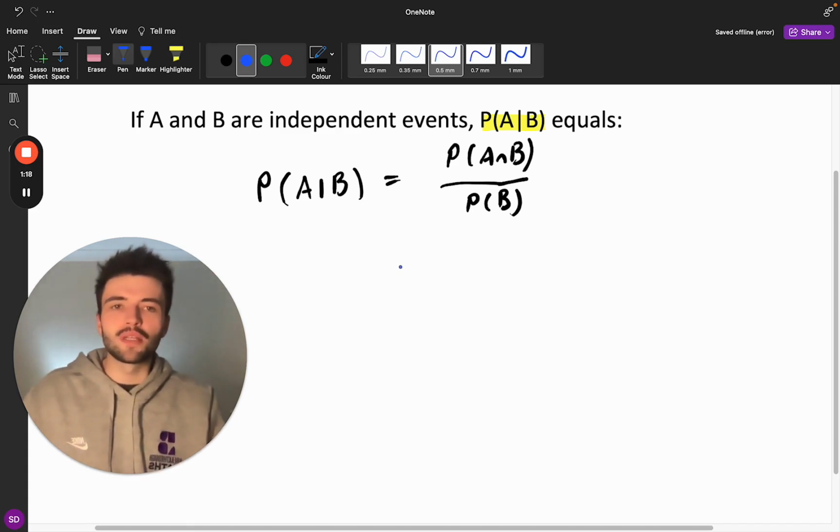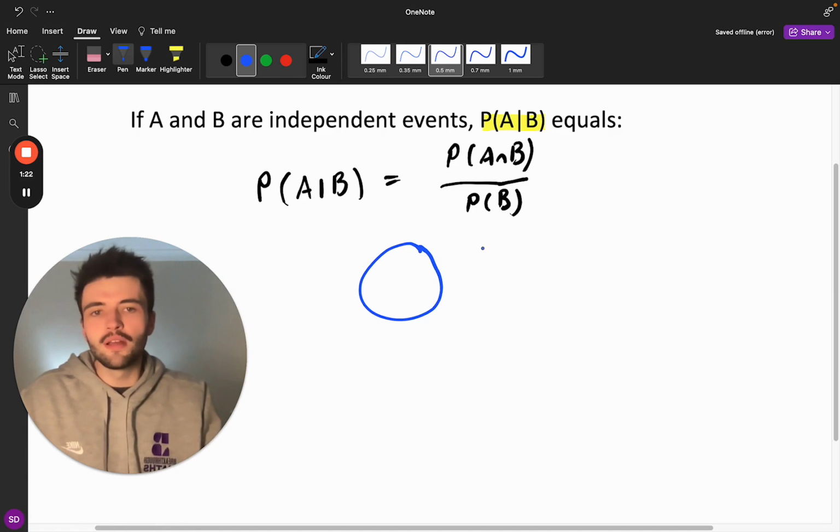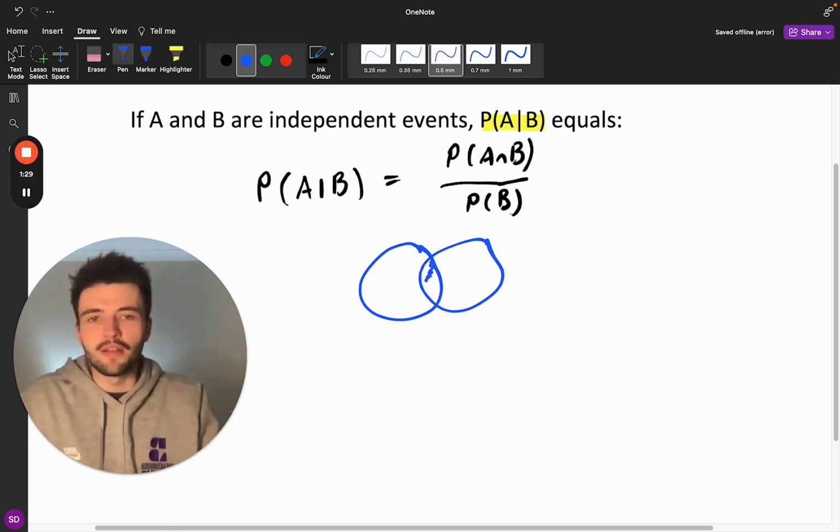But just to help us understand this concept a little bit more visually, if we had a Venn diagram here of A and B and there's some overlap, that means the intersection actually exists. If there is overlap, we can just shade this in. And this is going to be the probability of A intersection B.